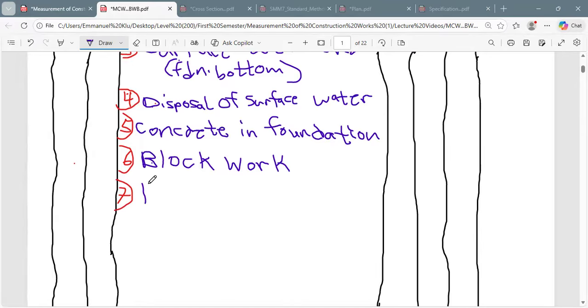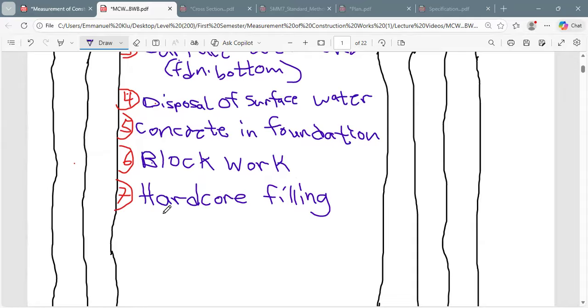You see, it's just like I'm teaching you how to build. These are the processes involved in building. If someone gives you land to build right now, these are some of the things you're supposed to do even before you start with the main work. So after the block work, we have to do hardcore filling.